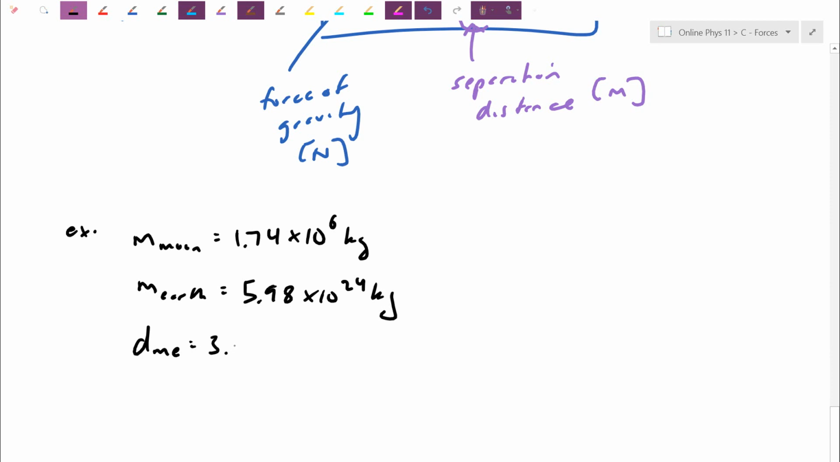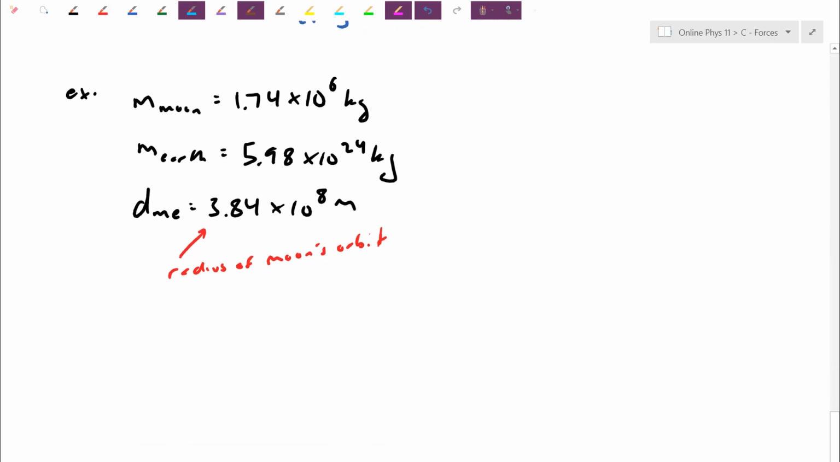The radius of the orbit is 3.84 times 10 to the 8 meters. So if you think of this here, this is the radius of the moon's orbit. That's why you sometimes even call that r. I can just draw this picture here.